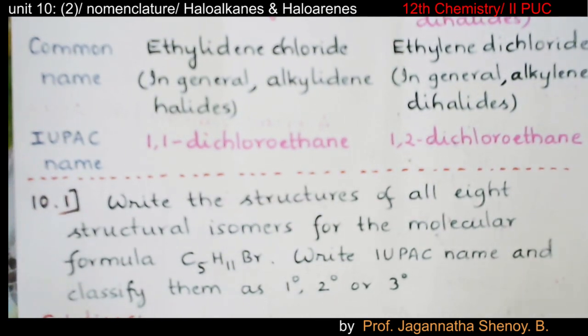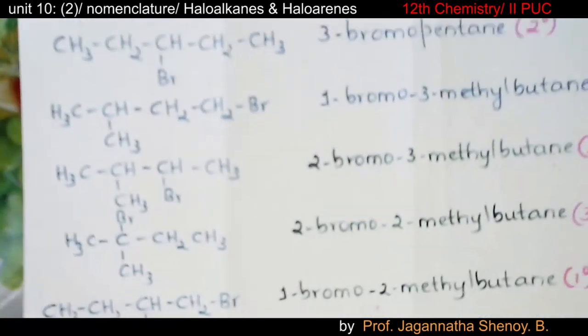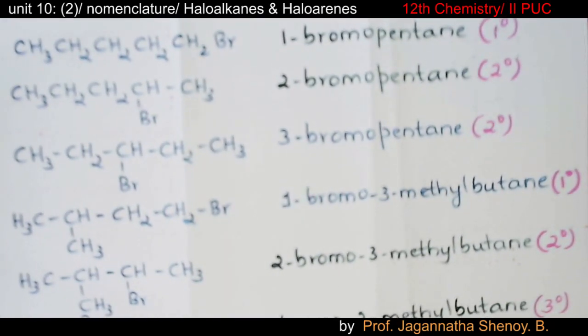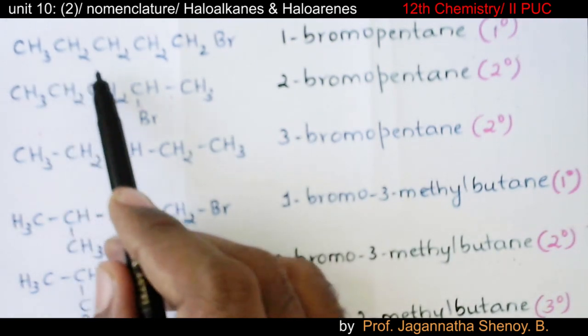You know how to classify them as primary, secondary, and tertiary. I'll just quickly revise. If you say primary, the carbon atom carrying the halogen atom should have 2 hydrogens. If it contains only 1 hydrogen, I call it secondary. And if there are no hydrogen atoms on the carbon atom carrying the halogen, I call it tertiary. Right. Now let us see the structures of the 8 structural isomers of the compound with molecular formula C5H11Br.